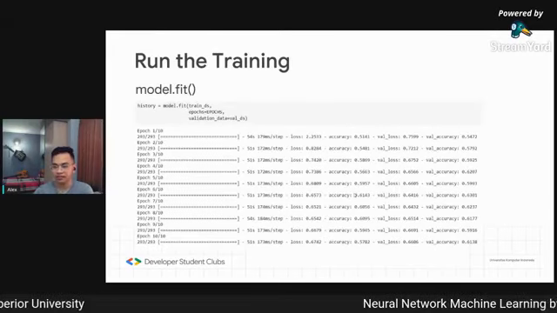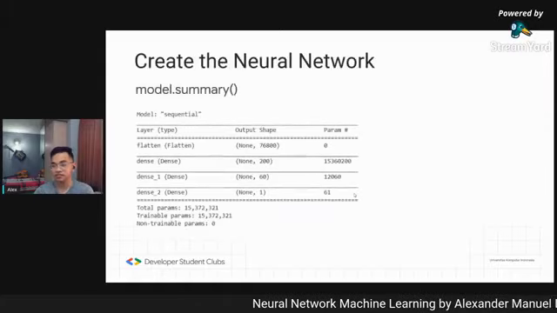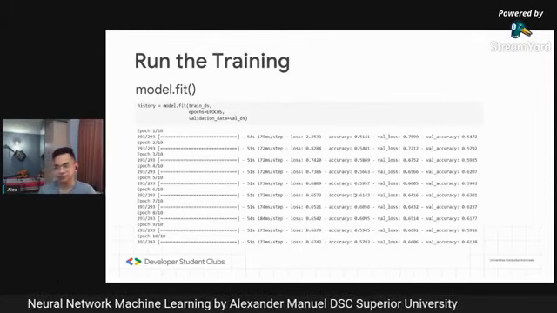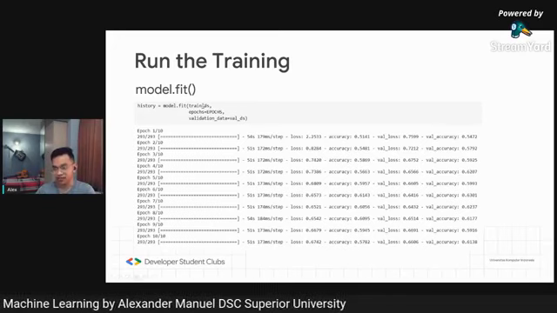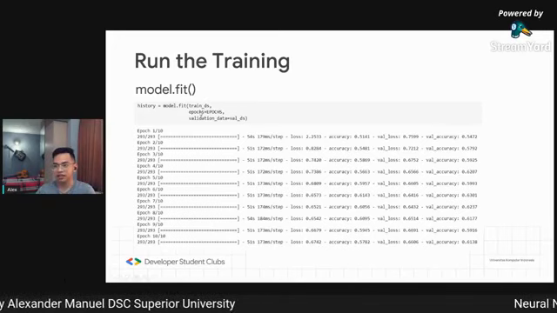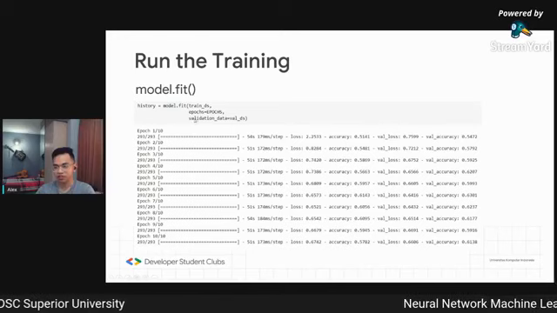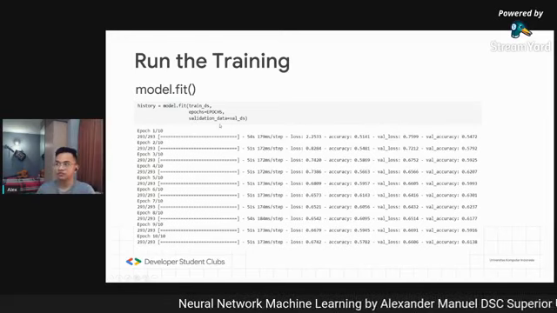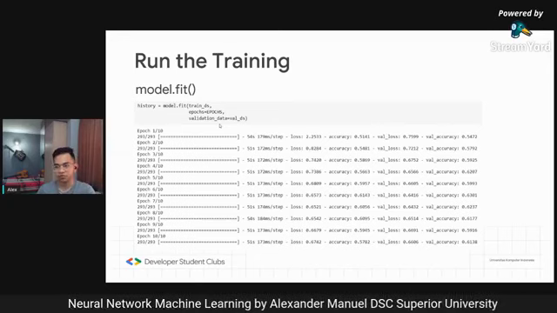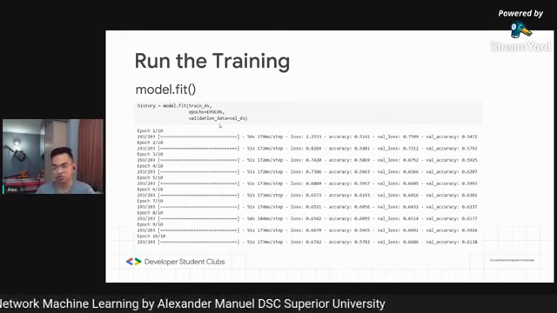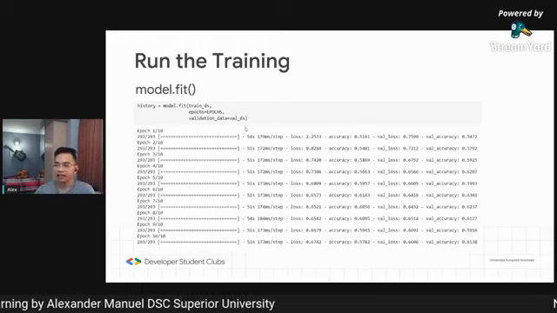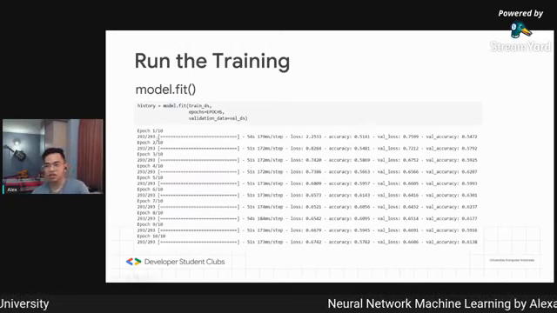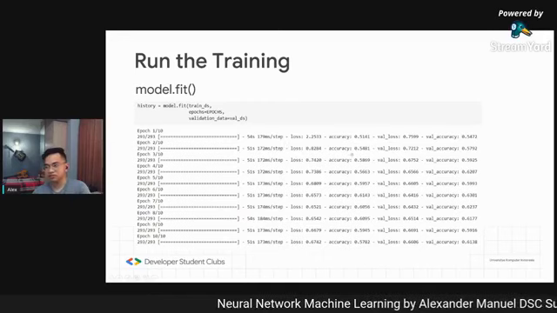So after that, this is the summary. After that, we fit the model. We use the training data set, and then we use the epoch, which is how many times all the data set will be used. And then for the validation, we're going to use the validation data set. So it goes on and on.